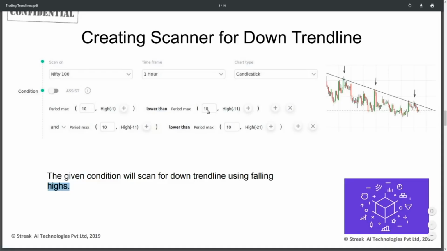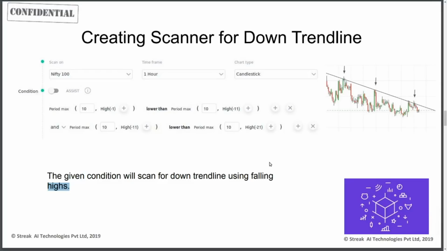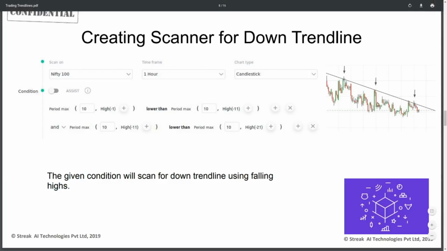This period 10, you can make it 20, 30, however much you feel you require to analyze the data. For simplicity, we have used 10 here, and then inside that we have used -1 and 11 and 21. But the concept should be understood very clearly, and then it becomes very easy to create any kind of scanner in just minutes. Okay, so having said that, let me just create this downtrend scanner.